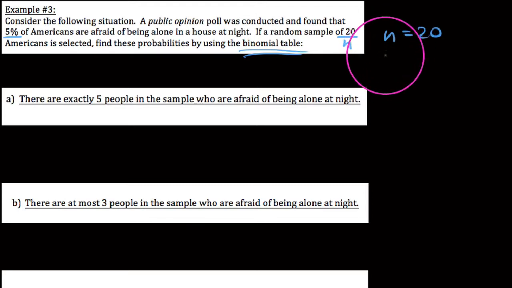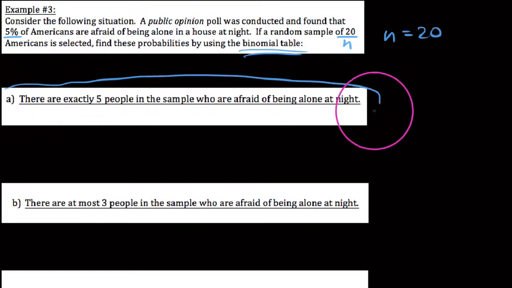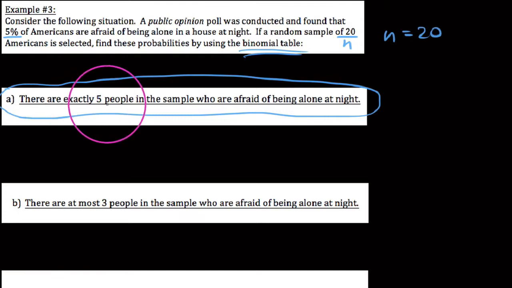Each person constitutes a trial of the experiment. We say 5% of Americans are afraid of being home alone at night. If we read this first instance here, we say, all right, find the probability that there are exactly 5 people in the sample who are afraid of being alone at night.